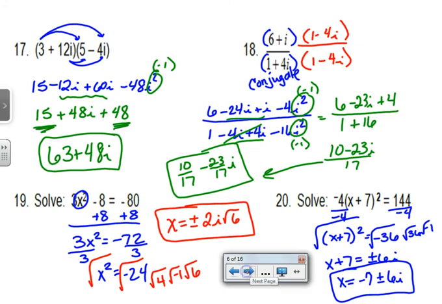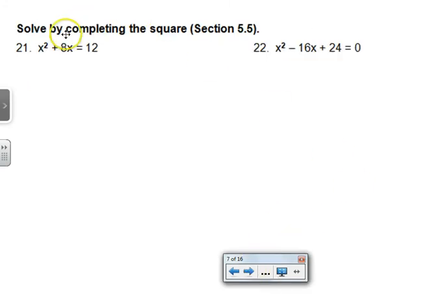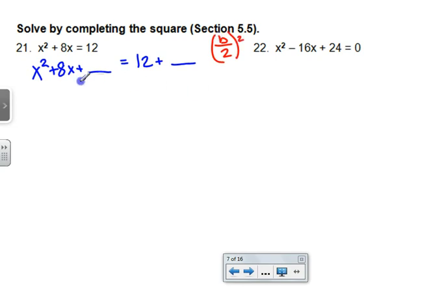Okay. Next question. You must solve by completing the square. So when we complete the square, this is where you put the blanks in. Normally I would move the constant to the other side, but it was already there. And then to find what goes in the blank, you take half of your b term and then you square it. So half of 8 is 4, 4 squared is a 16.